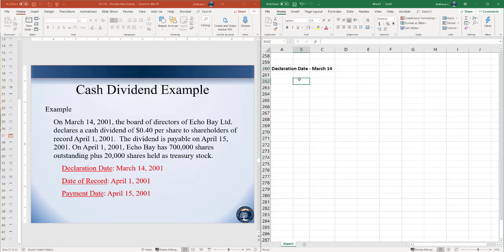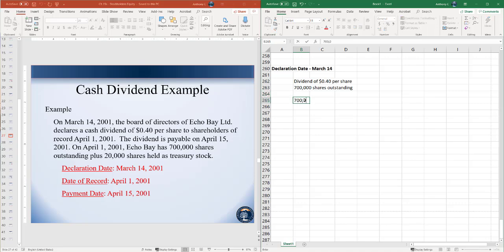Next, I'll make the journal entry here. So we are declaring a cash dividend of 40 cents per share. And on April 1st, which is our record date, we have 700,000 shares outstanding, right? And then we have 20,000 shares as treasury stock, but since it's treasury stock, the company owns those. Pretty much, they're not going to pay a dividend to themselves. So our dividends are only paid on shares outstanding, or shares held by stockholders.